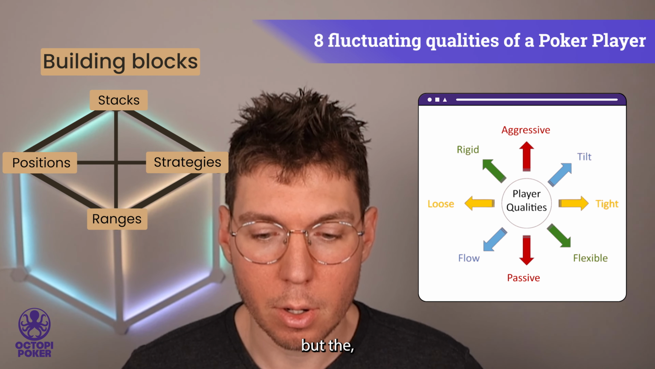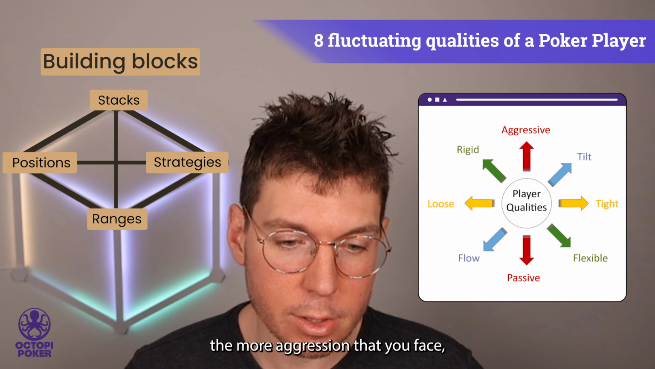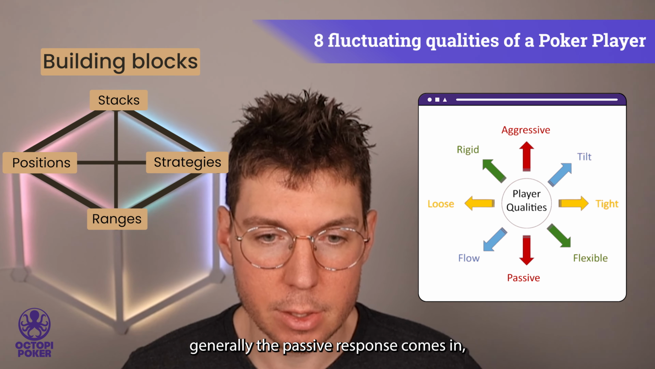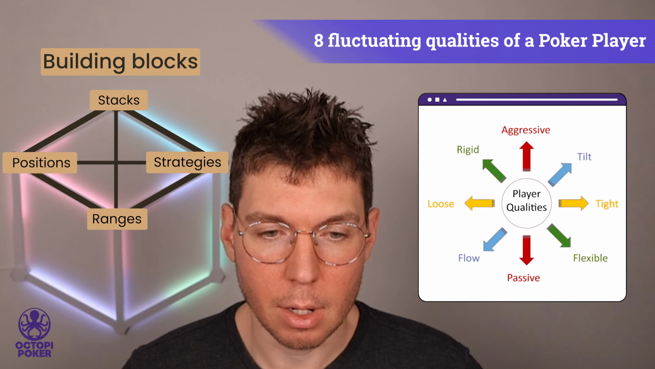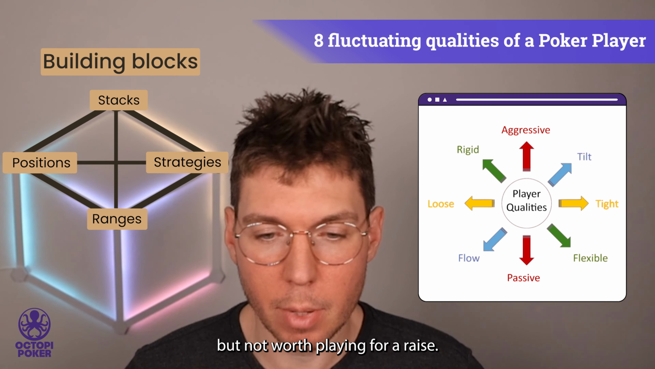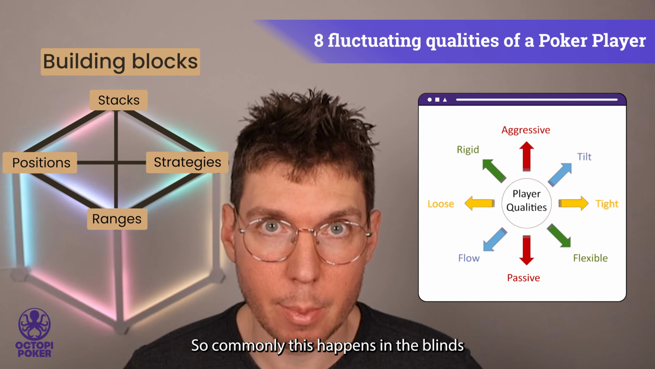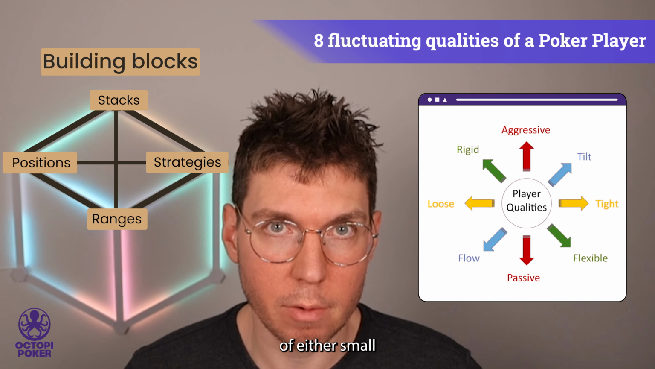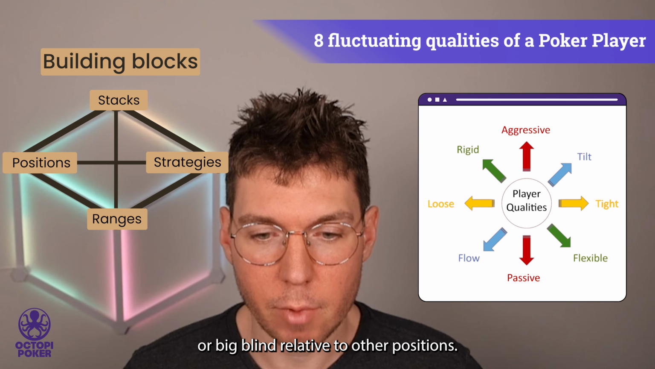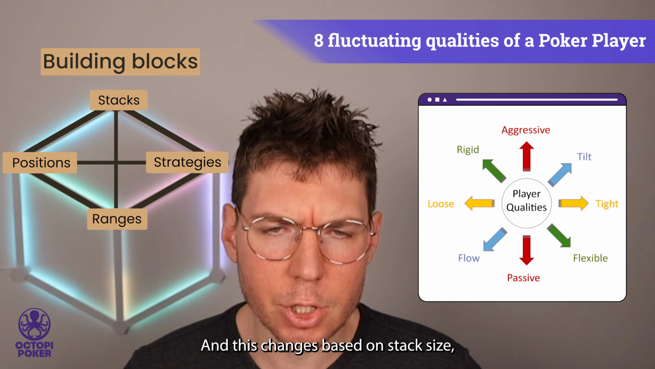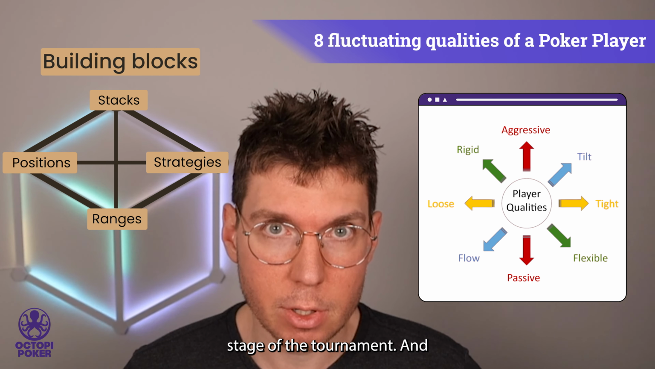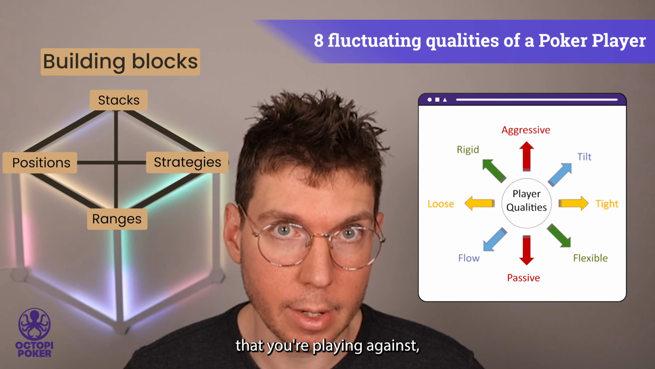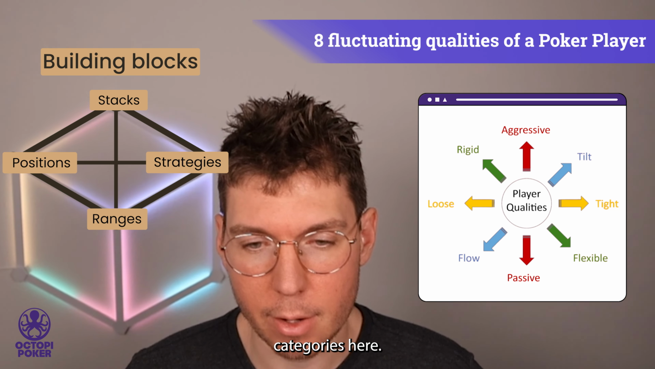But the more aggression that you face from earlier positions or later positions for that matter, generally the passive response comes in when we have hands that are worth playing but not worth playing for a raise. Commonly this happens in the blinds facing an open raise. We want to do generally more calling out of either small or big blind relative to other positions. And this changes based on stack size, stage of the tournament, and the player that you're playing against, which would be all of the other categories here.